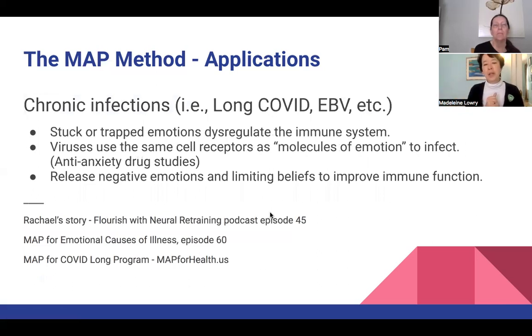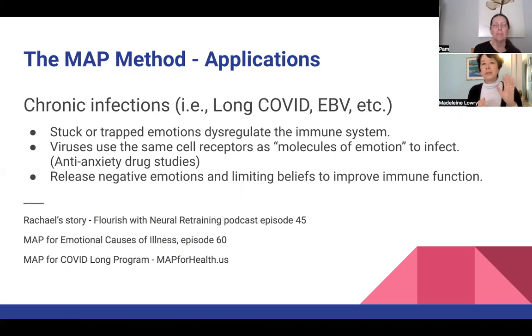The first program I actually created was for long COVID. And this is because I had read in the newspaper that practitioners were experimenting with anti-anxiety drugs and finding that use of them would shorten the length of infection and the severity, and also seemed to improve long COVID symptoms. And I thought, well, I know something that can address anxiety, and that is advanced neural retraining.